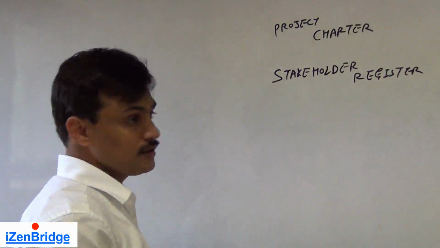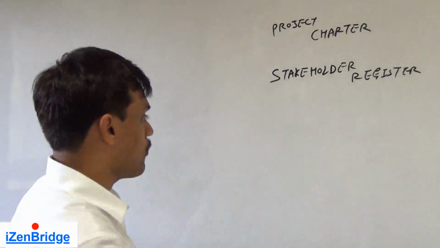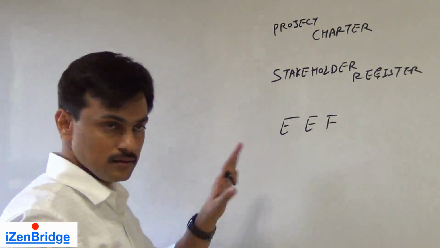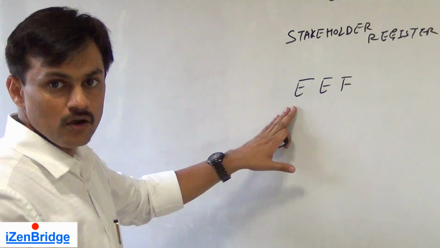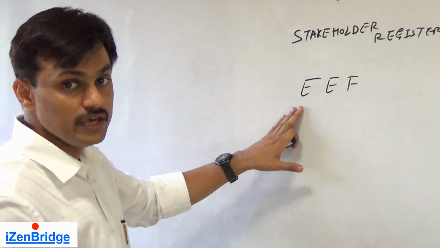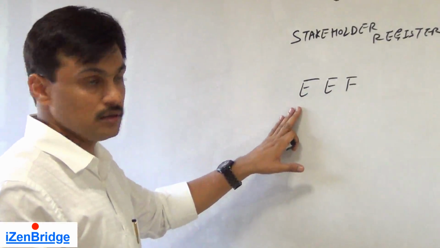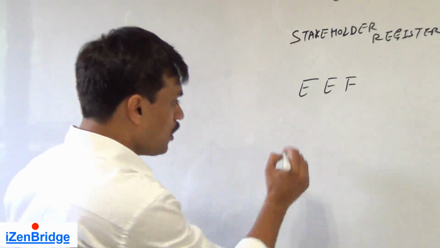Because they are important. Their attitude towards risk is very important. Enterprise environmental factors. Is this organization okay to take a 10 million risk? Or are they very sensitive if risk goes beyond $1 million? This will come from enterprise environmental factors.